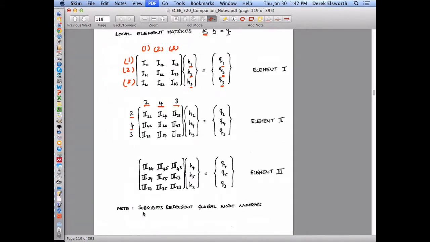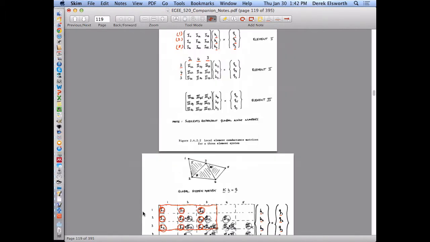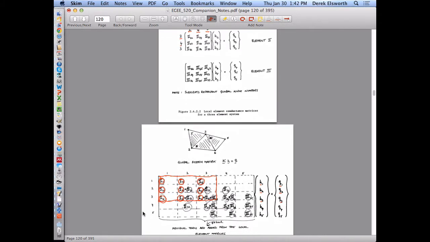So let me make it smaller. Maybe we get both on at the same time. I'm not sure we can. Can you see that?